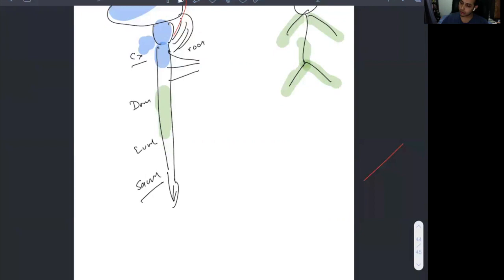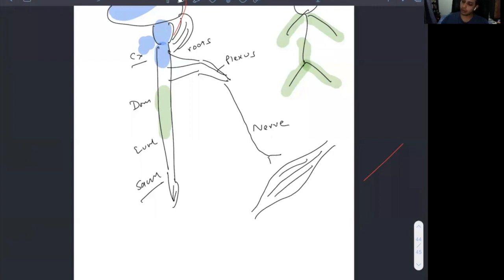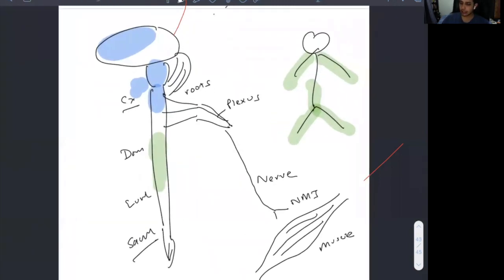So you have your roots, you have your plexus. The plexus will lead to a nerve. The nerve will end in a nerve terminal, and you have your muscle. And you have a neuromuscular junction that is connecting the nerve and the muscle. So all of these things can present as quadriparesis. It could be a root lesion, a plexus lesion, a nerve lesion, a neuromuscular junction lesion, or a muscle lesion. All these different neuroanatomical sites can lead to quadriparesis, that is weakness of all four limbs.